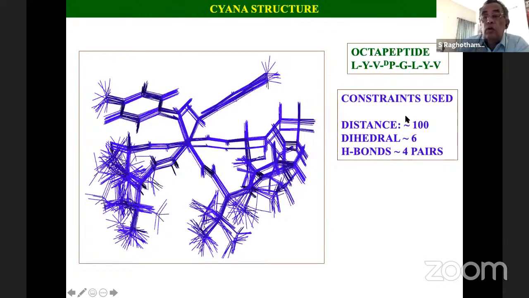Normally, for this octapeptide, you get about 100 distances, about 6 dihedral angles in this particular case, 4 hydrogen bonds. At least for every residue, you should have some 10 distances, then your structure would be neat. So this is how you get a structure.